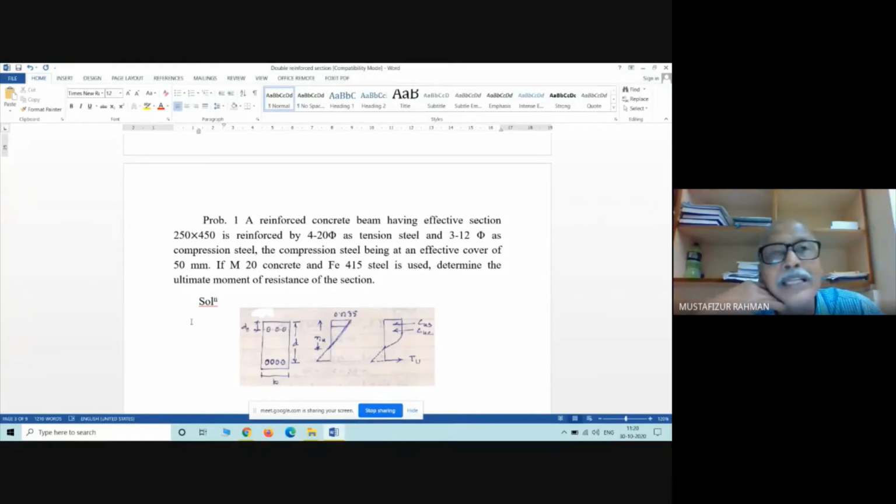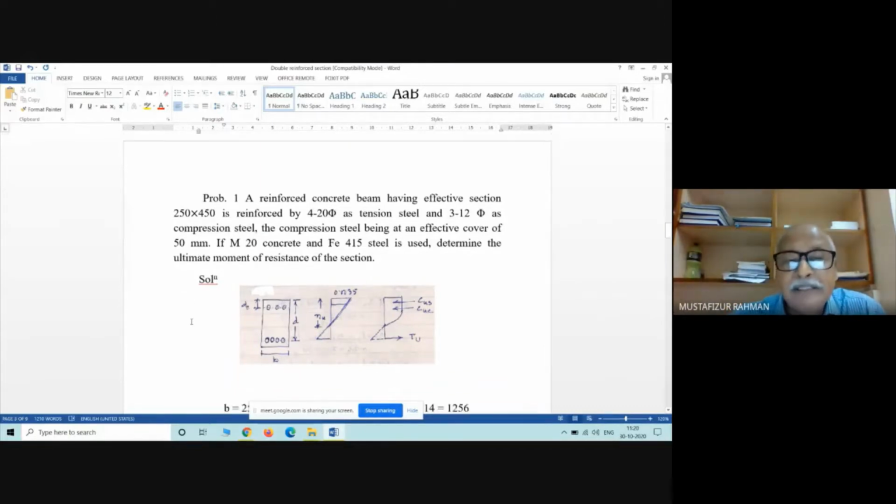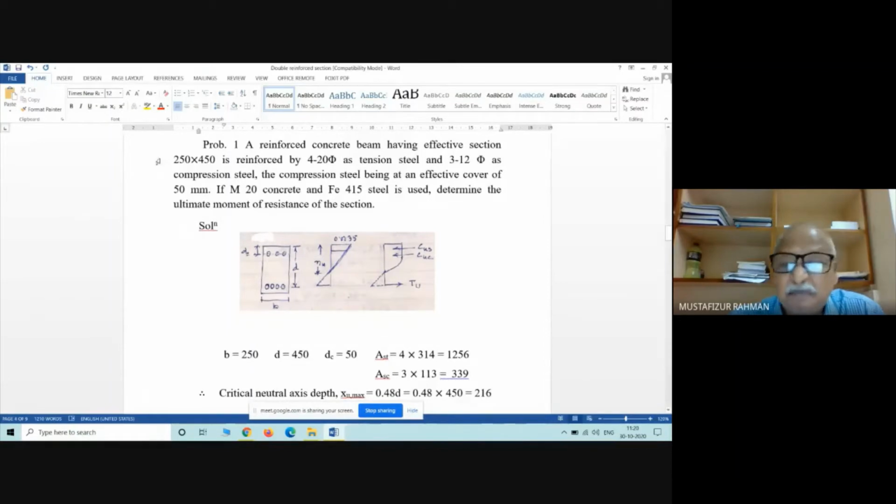Normally 50 millimeter is adopted as effective cover if any environmental condition is not mentioned. Grade of concrete is given. Grade of steel is given. Here you see it is a schematic drawing. This is the section, this is the strain diagram, and this is the stress diagram. Any solution of the problem will require these three diagrams.